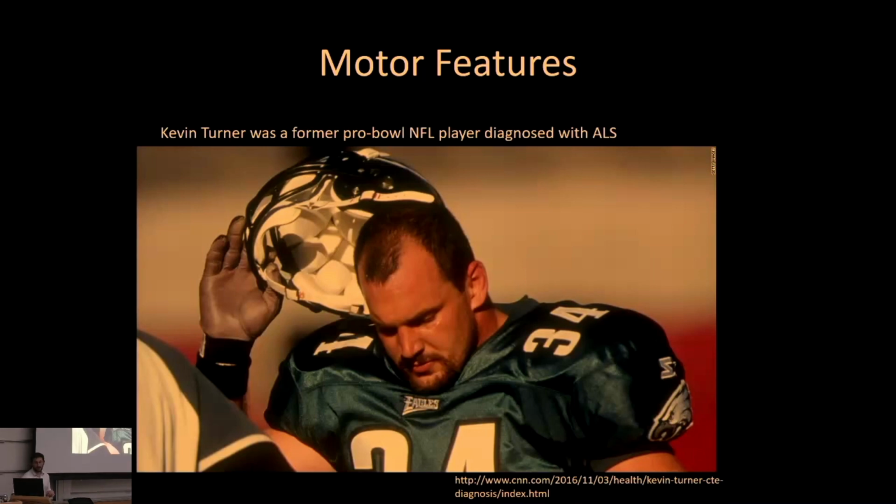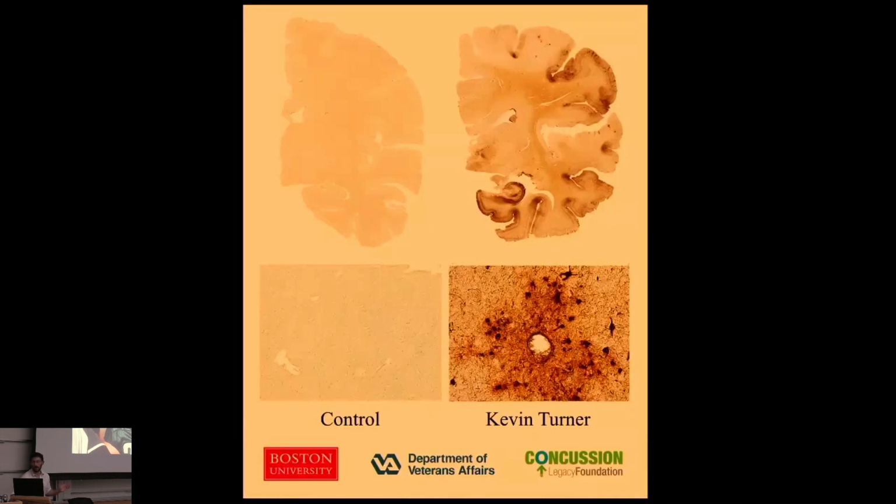He was a Pro Bowl NFL player. He passed away several years ago now with ALS, so motor disease. Everyone was sure he had ALS. It was so tragic. When they looked at his brain, he had CTE. He didn't have ALS at all. He had CTE in the area of the brain where ALS can occur. So that complicates diagnosis, doesn't it?